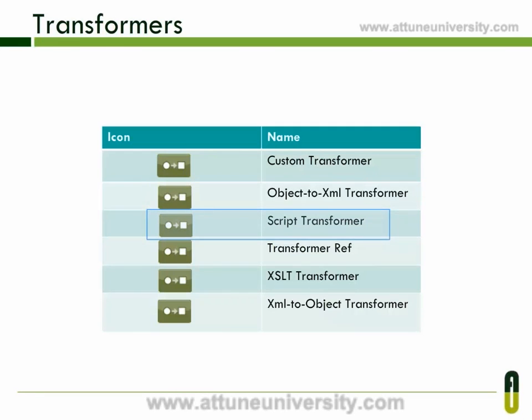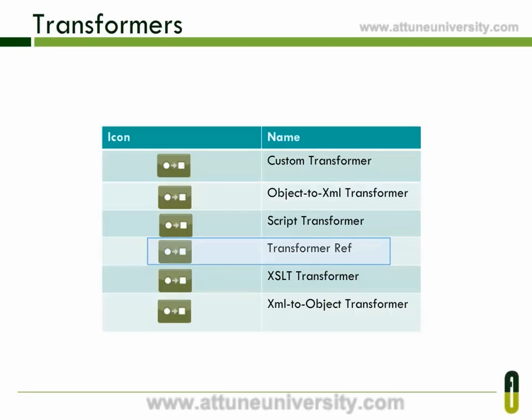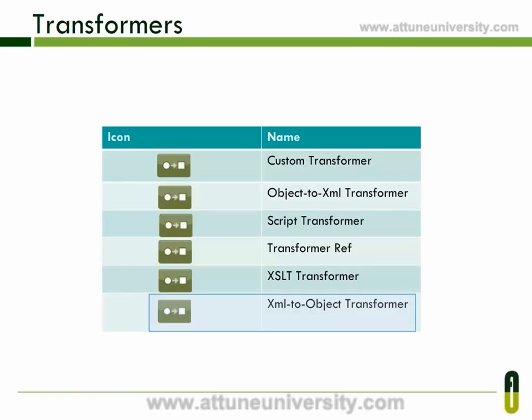Script transformer. This transformer is used to use a script to transform the payload. Transformer ref. This transformer is used to reference a global transformer. XSLT transformer. This transformer is used to transform XML using XSLT. XML to object transformer. This transformer is used to convert XML to Java bean graphs using stream.